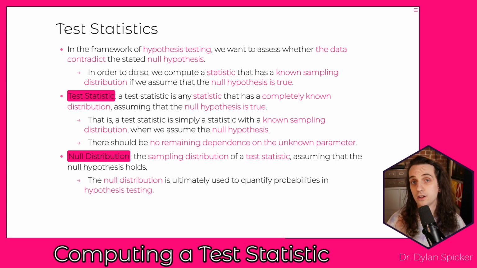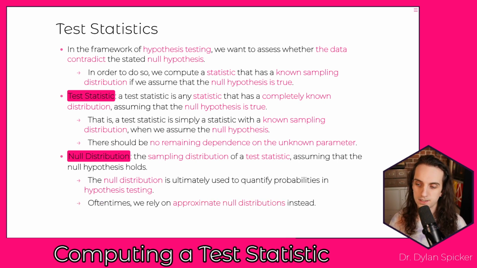Ultimately, we're going to use the null distribution in order to quantify probabilities in hypothesis testing. So we're going to take our test statistic, we're going to take the null distribution of that test statistic, and then we're going to be able to make statements about the probability of observations based on that null distribution. Okay. Now, sometimes we're going to rely on approximate null distributions in the same way that we might rely on an approximate sampling distribution. So, for instance, you might be able to make use of the central limit theorem to say that the sampling distribution of the sample mean is approximately normal. We're going to be able to do similar things with our null distributions.